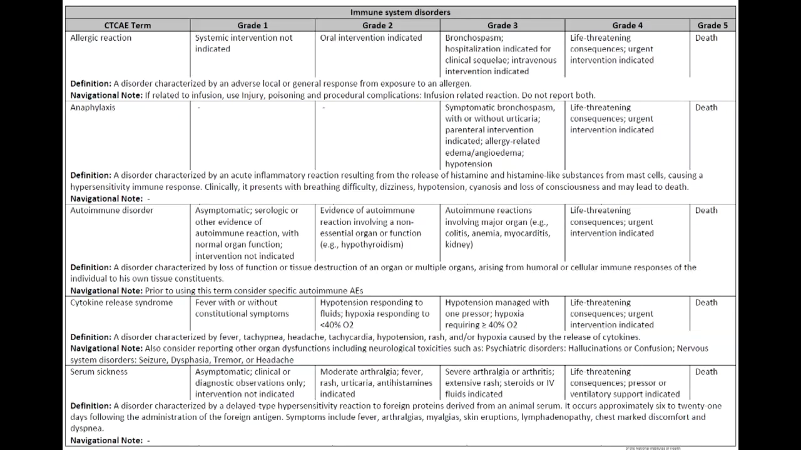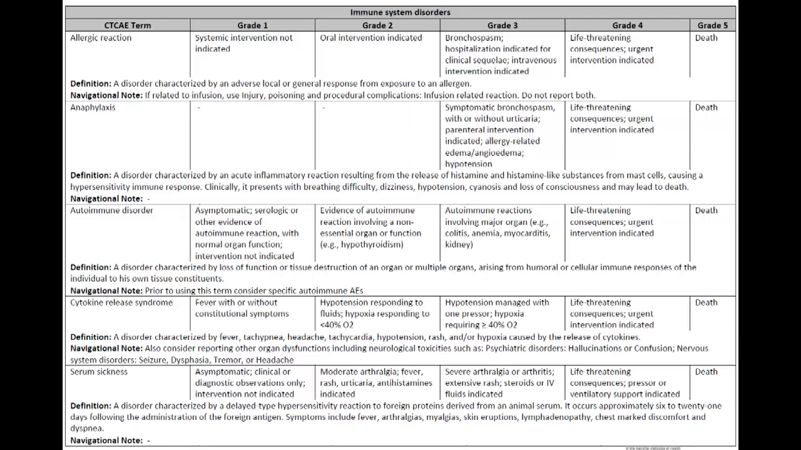This is a page from the CTCAE version 5, where we can see how CTCAE terms are organized and how the grades are displayed. As we see from the bold title at the top, we're looking here at the immune system disorders section of the CTCAE. CTCAE terms are organized into system organ class sections like this, with the exception of the investigations section, which covers adverse events captured by lab tests.